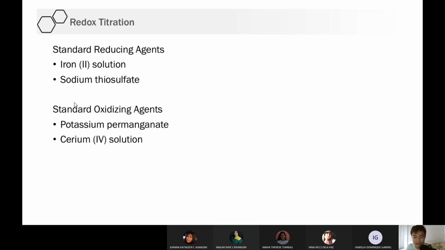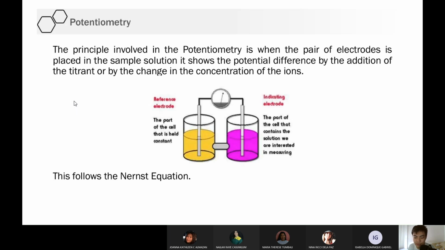Okay, so we're done with the redox titration. Now, let's proceed with the other concepts. Potentiometry. So potentiometry is similar to the redox titration that we discussed. Basically, you are comparing the potential difference of the two systems, the anode and the cathode. But in potentiometry, instead of referring to them as anode and cathode, we refer to them as the reference and the indicating electrode.